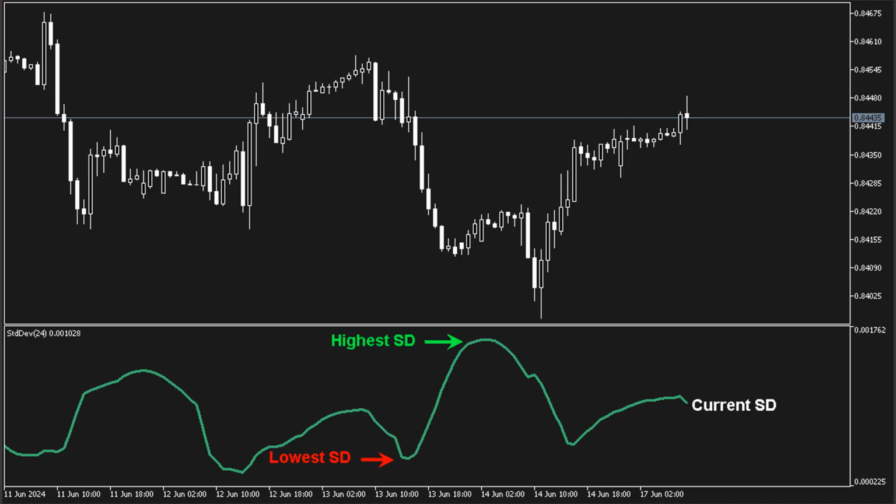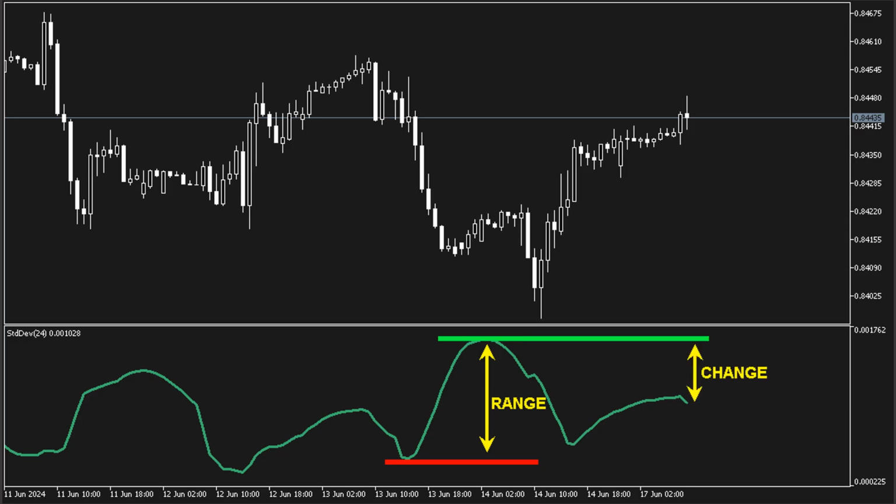The first step is to find the highest peak and lowest trough that the standard deviation indicator reached during a specific time. The second step is to find the difference between the peak and trough of the standard deviation during that past period. We will call this distance the range. The third step is to find the difference between the current value of the standard deviation and the highest peak it reached during that period. We will call this distance the change.